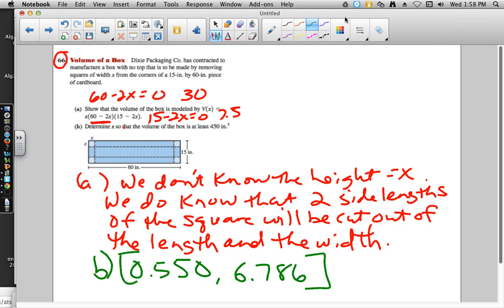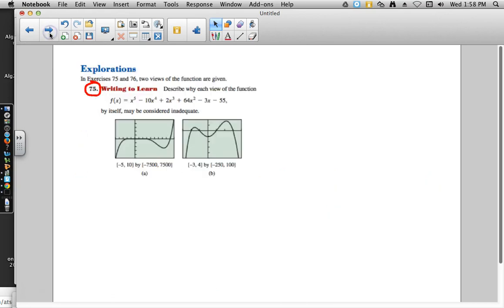And that width was given in inches. So that would make sure that we had at least the 450. Again, it's the height of that graph that gave us that maximum of the volume. And so we know it's going to be at least 450 when it's above that.